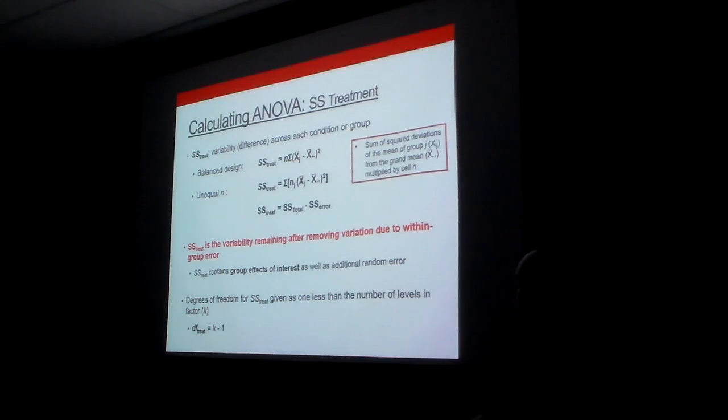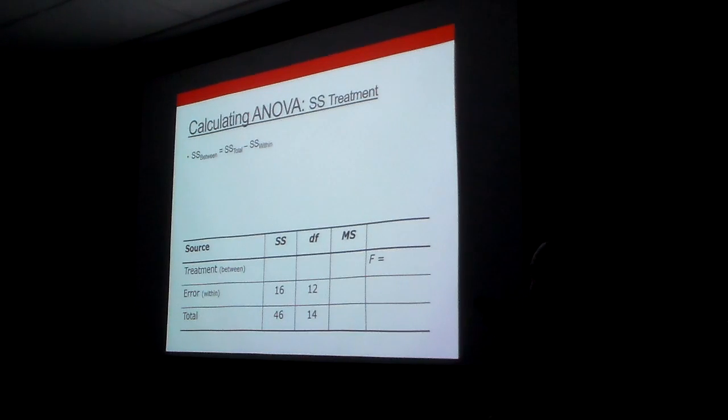Okay? So our degrees of freedom for our sum of squares treatment is one less than the number of levels in our factor. In this case, we've got 3 groups, 3 levels to our factor. It's just going to be number of levels minus 1. For calculating our between, we're just going to take sum of squares total minus sum of squares within. Degrees of freedom, so we got 46 minus 16. We got degrees of freedom, 3 minus 1, good to go. Questions?